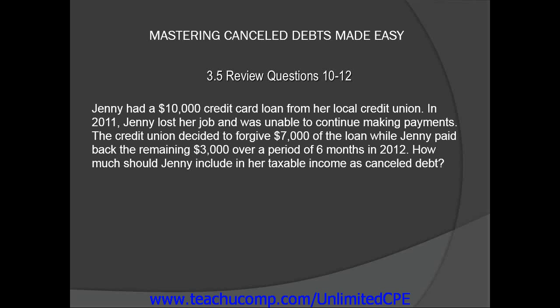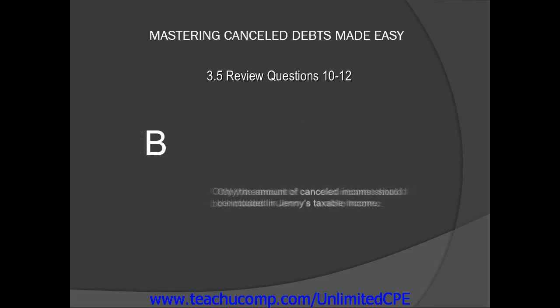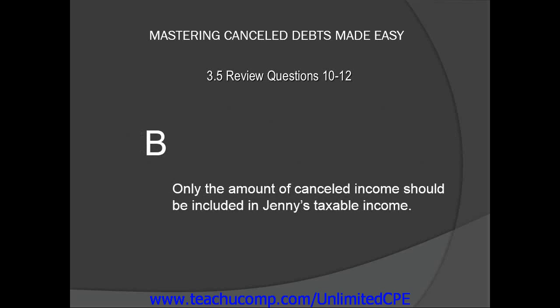How much should Jenny include in her taxable income as canceled debt? A, $10,000, B, $7,000, C, $3,000, or D, $4,000? The answer is B. Only the amount of canceled income should be included in Jenny's taxable income.